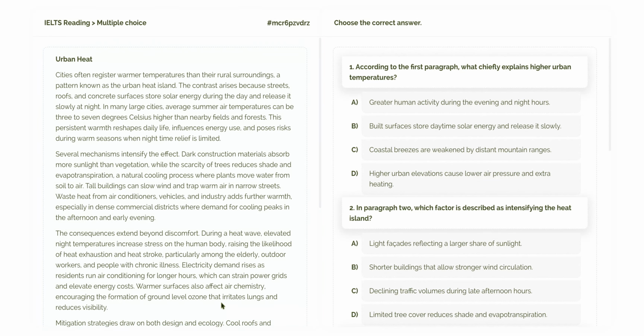Today we're tackling a very common task in the IELTS academic reading test, multiple choice, where you have to choose one correct answer from four options. Now I know this question type can feel a little tricky with options that look very similar, but don't worry, with the right strategy you can definitely master it.